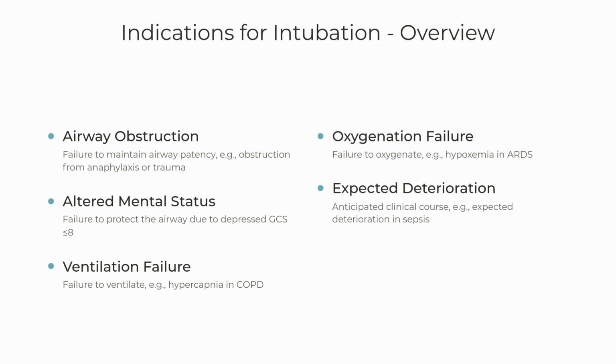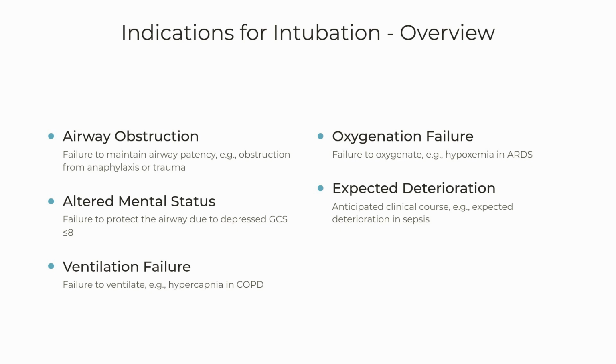Indications for intubation. Overview. Let's overview the 5 primary indications for intubation. First, failure to maintain airway patency occurs when the airway is obstructed or at risk of obstruction. Think of anaphylaxis causing throat swelling or trauma leading to facial fractures and bleeding. Second, failure to protect the airway is when a patient can't prevent aspiration, often seen with a Glasgow Coma Scale score of 8 or less due to reduced consciousness.